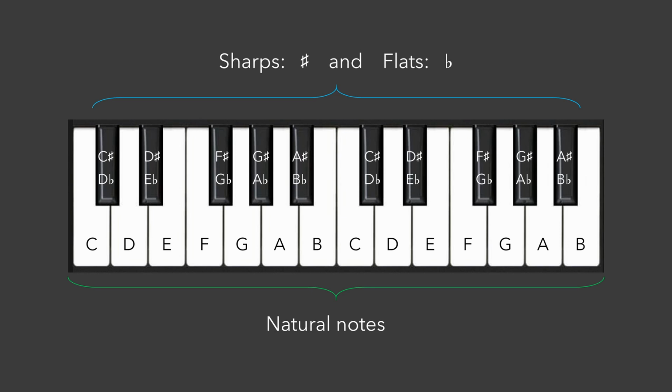For example, a C with a hash would be a C sharp, whilst a D with a B would be a D flat. Both a C sharp and a D flat are the same note. We play both of them using the same key on the piano, but the way we name them is actually indicating the function of that note in a musical context. We'll cover this in future videos. The different ways of naming the same note is known as enharmonic writing.